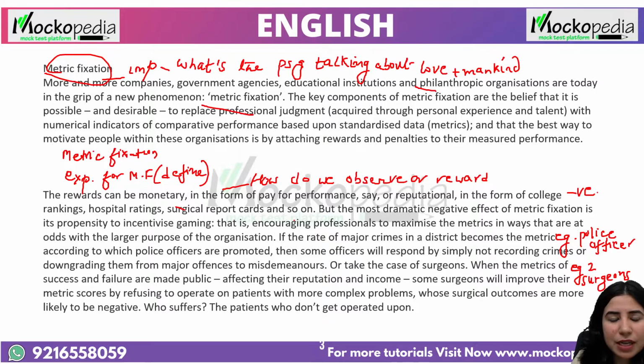When the metrics of success and failure are made public, affecting their reputation and income, some surgeons will improve their metric scores by refusing to operate on patients with more complex problems whose surgical outcomes are more likely to be negative. Who suffers? The patients who don't get operated upon. So they are giving another instance कि surgeon वो शायद critical complex cases को लेगा ही नहीं अगर उसकी परफॉर्मेंस को ट्रैक कर रहे हो आप, right? So I am sure we are clear.